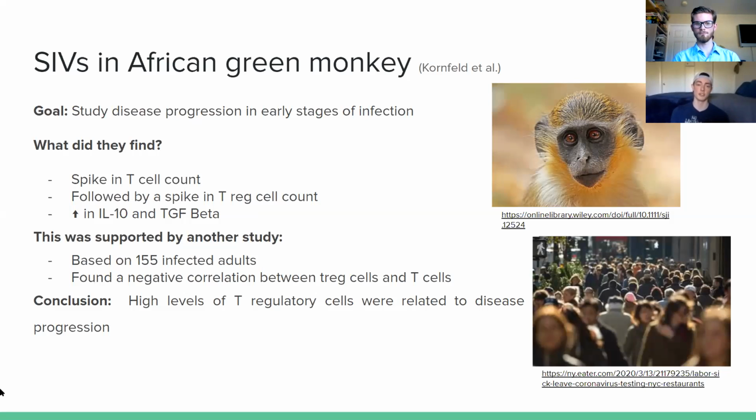This was backed up by another study of people with HIV, and they also found this negative correlation between T regulatory cells and T cells to be true. And both teams ultimately concluded that the high levels of T regulatory cells were directly related to an increase in disease progression, because you're taking away the cells that can fight the disease. Like, yes, you are limiting the amount of cells the HIV can infect, but you're also taking away the fighters, so it's able to kind of infect freely and move around.